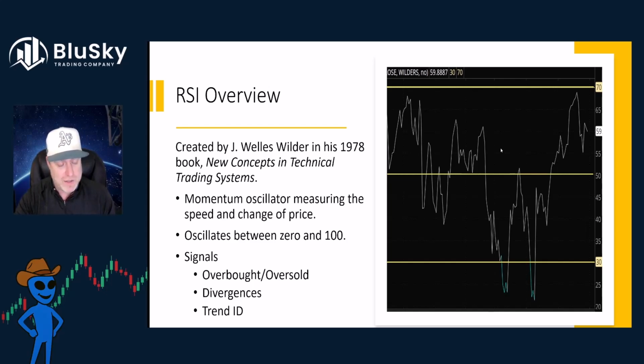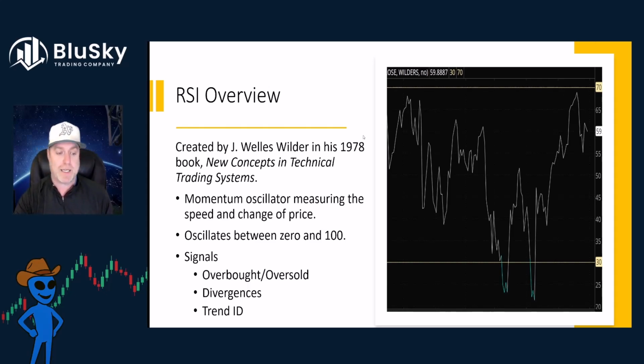Under 30, that's oversold. Above 70 is overbought. And 50 is utilized in a variety of different scenarios. I'll talk about those here in just 1 second.